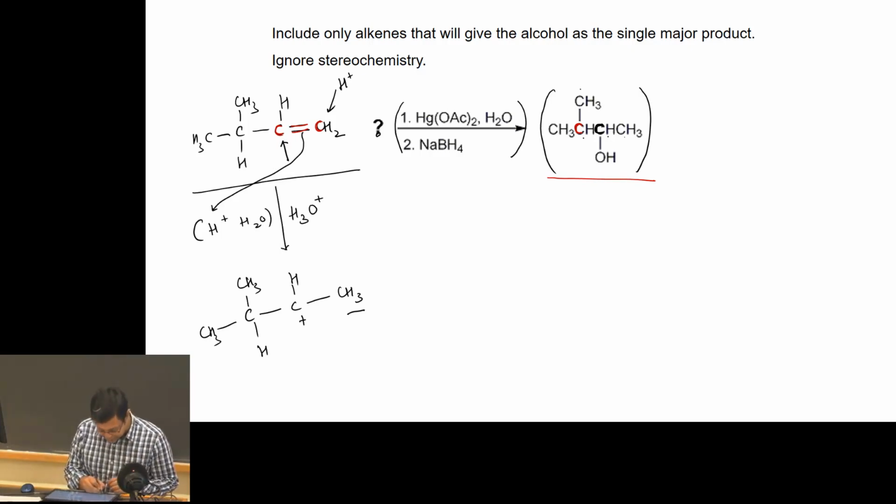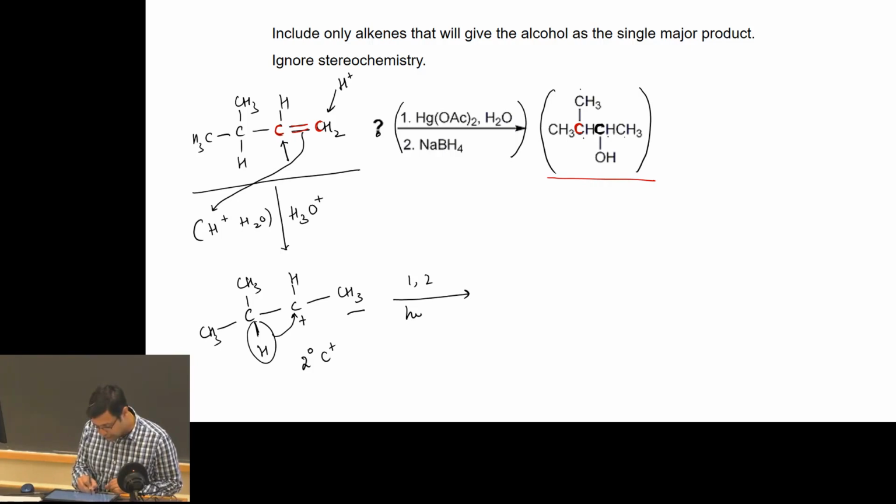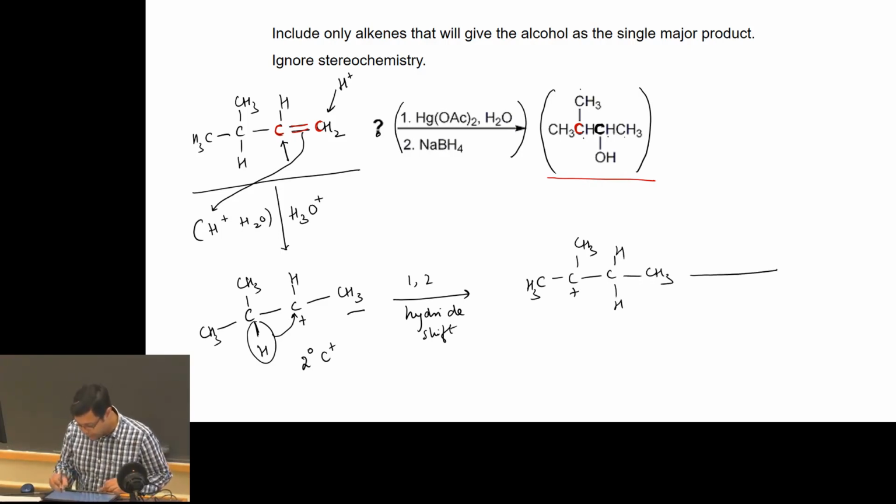As you can see, this is a secondary carbocation. You have a hydrogen here that can move through a 1,2 hydride shift. That will result in a tertiary carbocation. Now if this reacts with water, you will get the OH attached to the tertiary carbon.